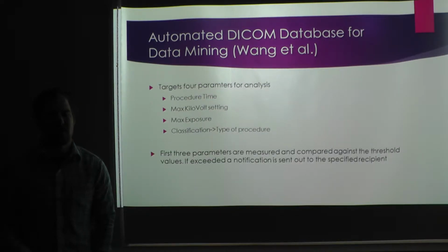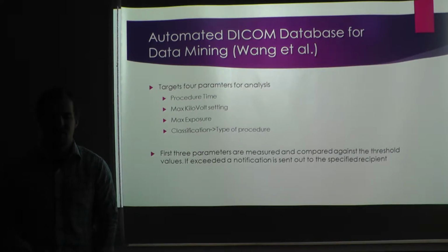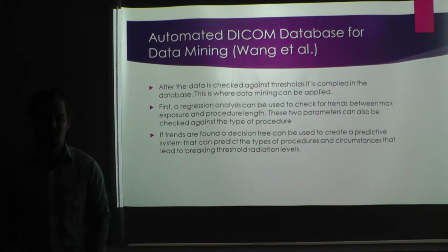So they targeted 4 parameters: the procedure time, the max voltage setting of the radiation source, the max exposure seen by the patient, and then also the type of procedure, which was a classification. So the first 3 parameters are measured and compared against the threshold values, and then if exceeded, a notification is sent to the specified recipient.